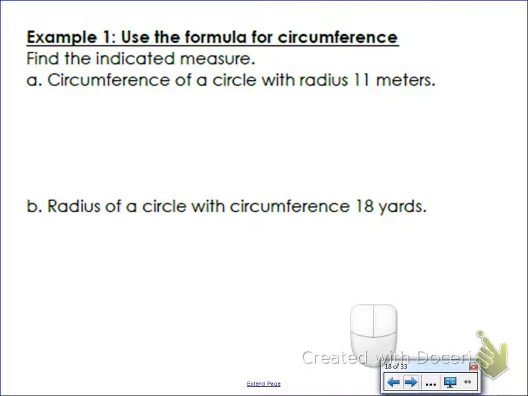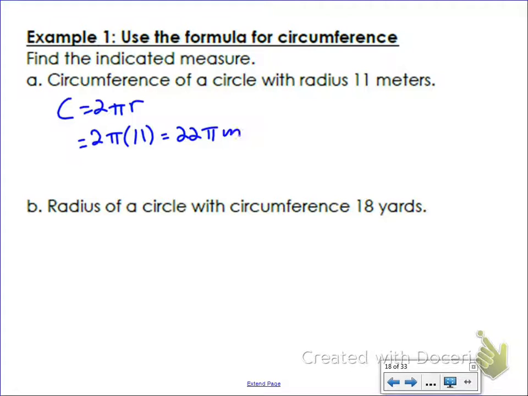Alright, so let's go ahead and use the formula for circumference. We're going to find the circumference of a circle that has a radius of 11 meters. So since the radius is 11, we're going to use the radius formula. Circumference equals 2 times pi times my radius. And we'll find the exact and the approximate circumference of the circle. So 2 times pi. For the exact, I'm just going to leave pi. We treat pi like a variable. Times the radius, which is 11. And remember that multiplication is commutative, so 2 times pi times 11 is just going to be 22 pi meters.